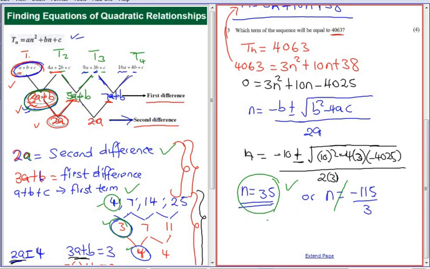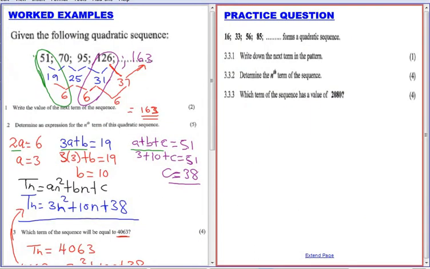So in other words, it is T35 really that is equal to 4063 according to us right here. So it should be easy to see. I hope you're getting the hang of this. But before I go on, let me give you one practice question quickly to do. You pause the video and you do your practice question, and then you can come and check the answers.